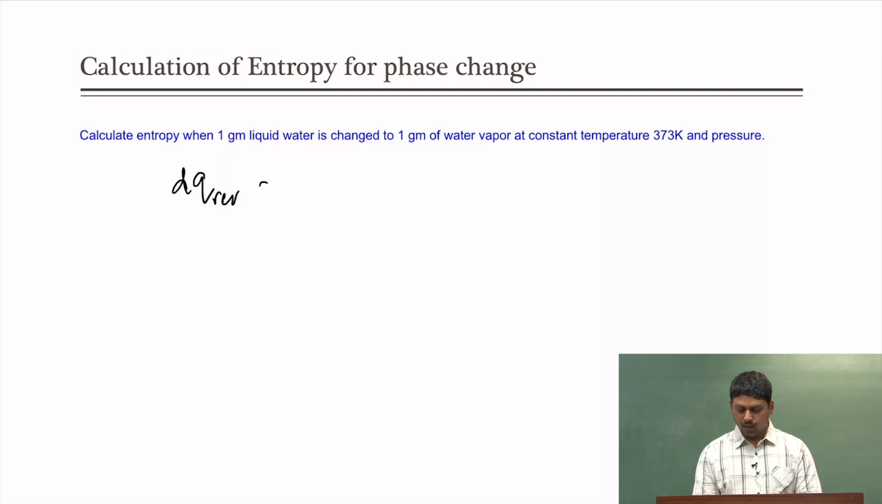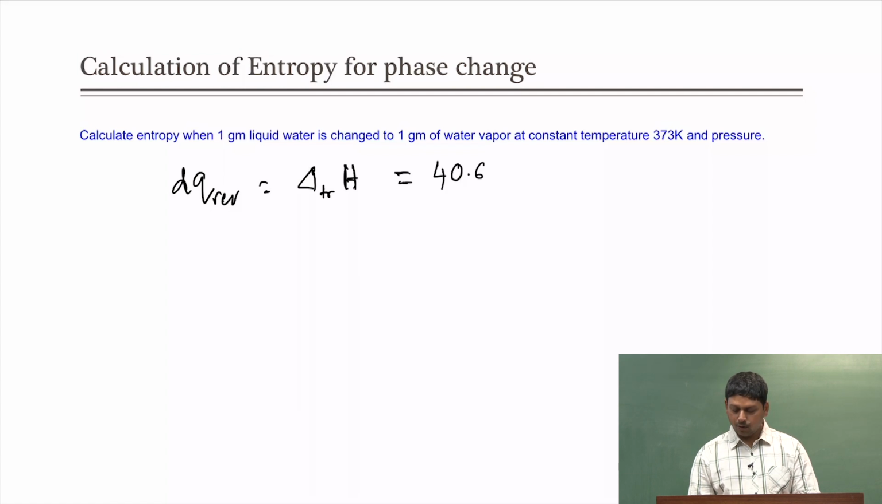dq reversible is nothing but delta H, the enthalpy for transition. We know that in thermochemistry we have talked about it, the enthalpy for transition is typically 40.66 kilojoule per mole. That is the heat of transition, right. So, what will be the change in entropy? It will be nothing but this divided by temperature.